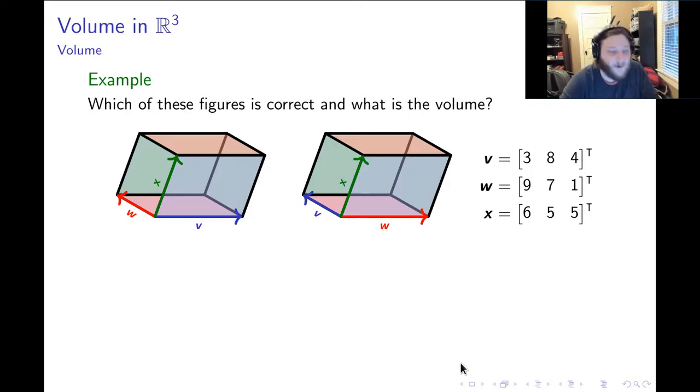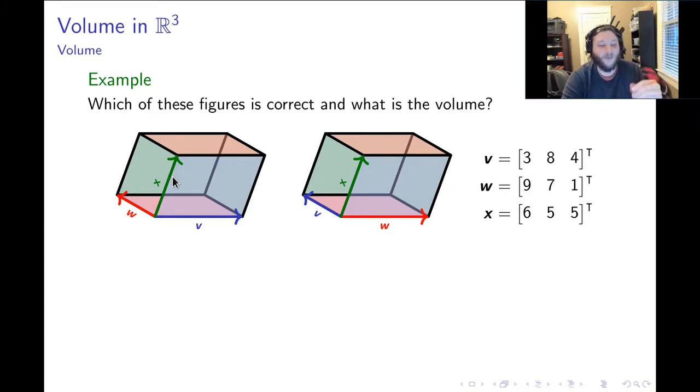Here we have an example where we are trying to figure out which of these 2 figures is correct, given three vectors in this situation. So we have a v, we have a w, and we have an x. And we want to know which one of these two figures is depicting the correct orientation. If you stare at this for a second and play around with your hands in the privacy of your own home, you see that the figure on the left here represents positive orientation, and the figure on the right represents negative orientation. So which of these two figures is accurate given these specific numbers for v, w, and x?